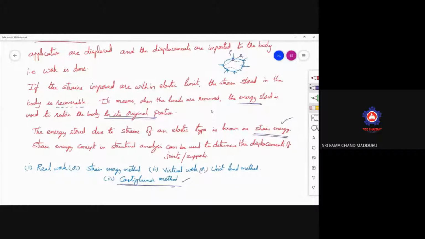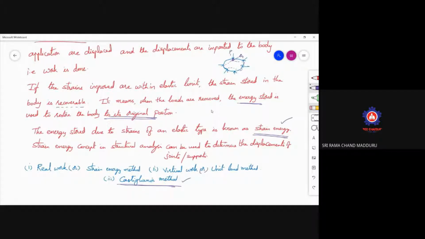So the concept is nothing but, when you apply any load, the body will be subjected to deformation. And this deformation can be regained to its original position when you remove the load, if loads are within the elastic limit. When the strains are crossing the elastic limit, then even if you remove the load, it will not regain its original position, and that we call the plastic state. So we have elastic state as well as plastic state.